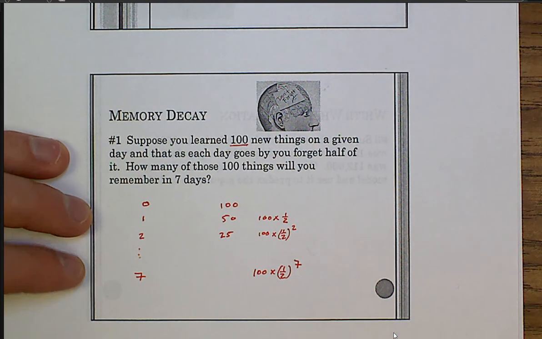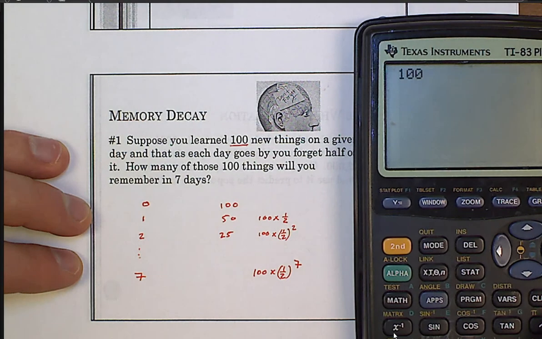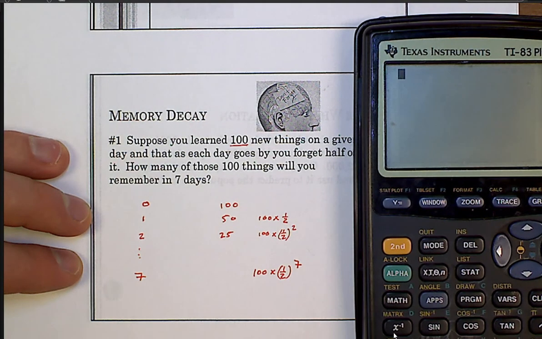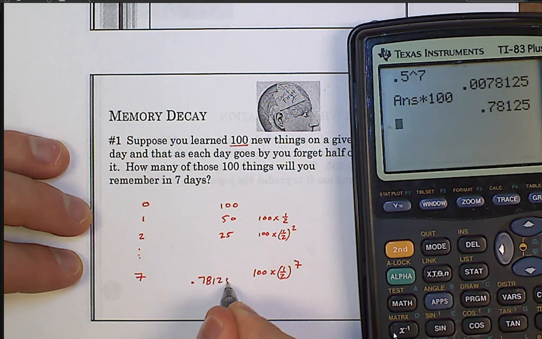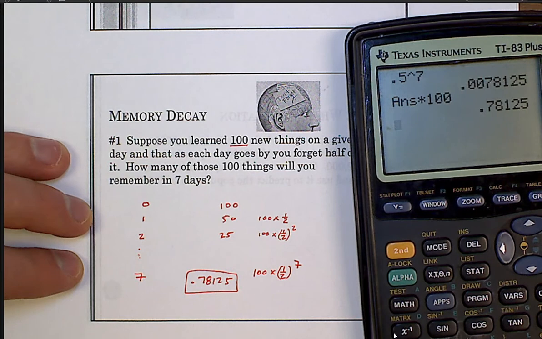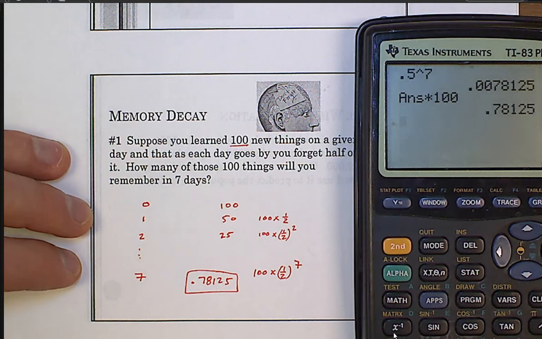If we take our calculator out, I'm going to do it a little bit differently. I'll go 0.5 raised to the 7th power, and then I'll times that by 100 because we have to follow order of operations. And that gives us basically 0.78125. So we didn't even remember one thing. We're close to 75% of one thing remembered after 7 days.